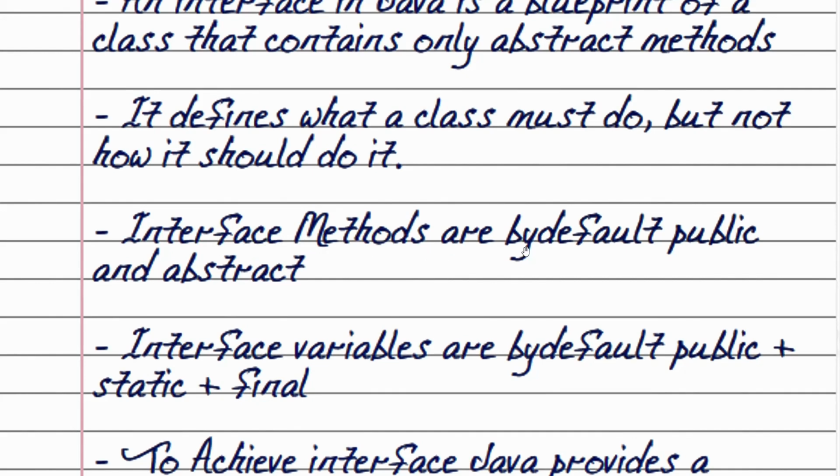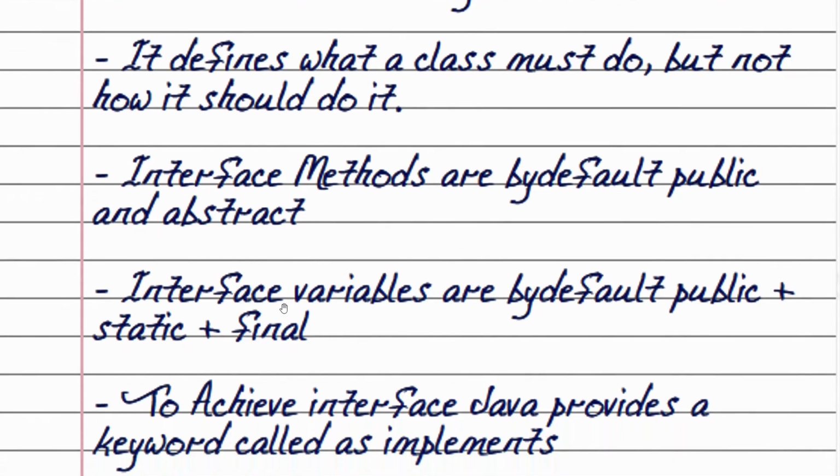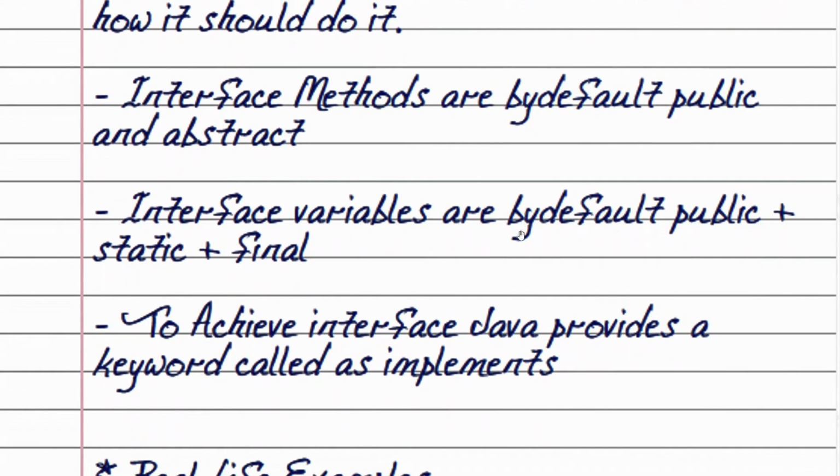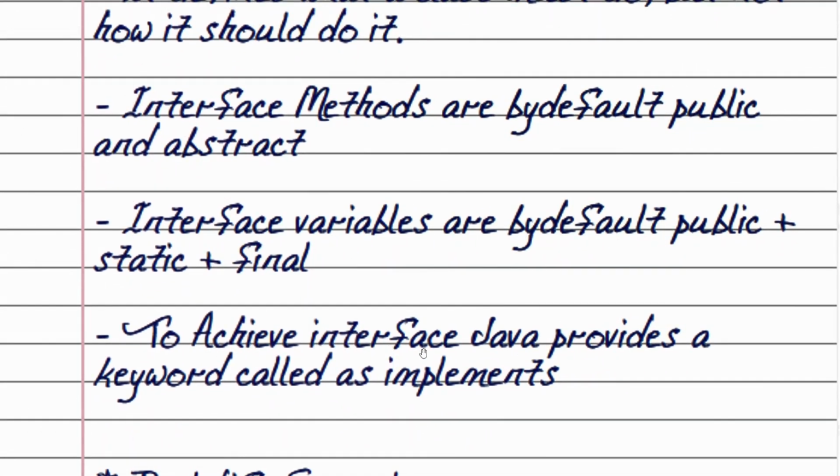Interface methods are by default public and abstract, and the interface variables are by default public, static, and final. To achieve the interface, Java provides a keyword called implements. As we have to implement the methods in the concrete class, for that we do not use the extends keyword here, we use the implements keyword.